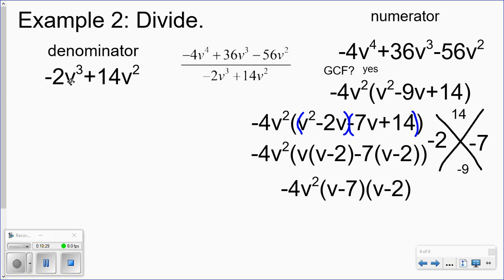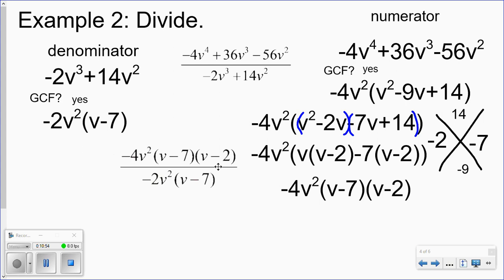And this guy also has 3 v's, while this one has 2. So at a minimum, I can take out 2 v's from both. So it does have a GCF, and the GCF would be negative 2v squared. I would be left with 1v from this guy, because I only took 2 away, and this guy would become negative 7. So now I'm going to go ahead and write it in my factored form, which is just writing out all the factors for the numerator and denominator.